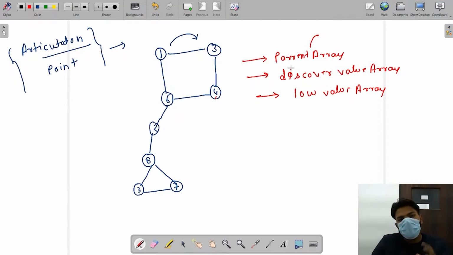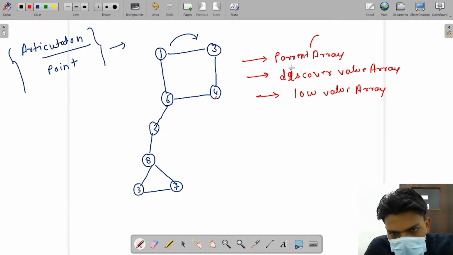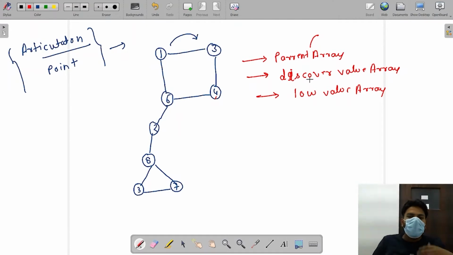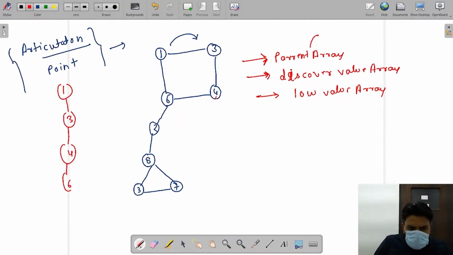So after the parent array, what do we have to find? We have to find the discover value array. So what is the discover value array? I am going to discuss it. When we start depth first traversal from 1, we call our neighbor 3, then 4, then 6, then 2, then 8, then 3, and then 7.